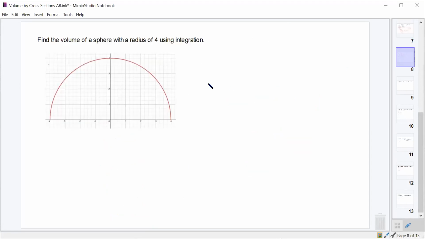All right, we're going to take a look at this graph right here and see if we can use the graph to find the volume of a sphere with a radius of 4. This is just a semicircle with a radius of 4. We're going to use some integration to find the volume of that sphere. So take a second, think about how you might want to go about that. Any thoughts on how we might do this?